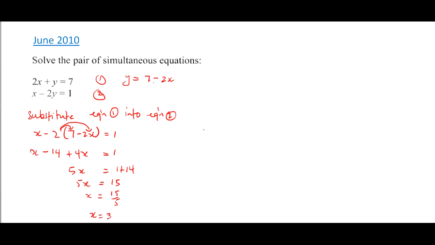So once you solve for one of them, which is x, we need to find y. So we can substitute x equal 3 into equation 1. So therefore y is 7 minus 2x, which will be 7 minus 2 by 3, which is 7 minus 6, which is 1. Right? So the solution is basically x equal 3 and y is equal to 1.